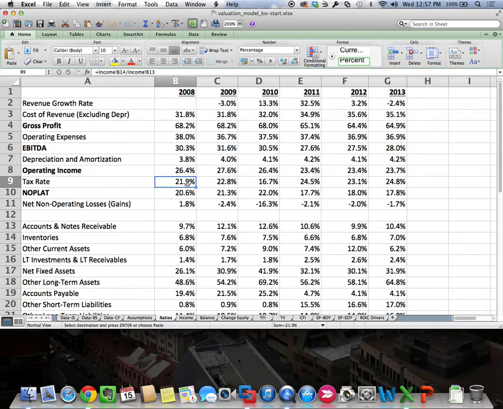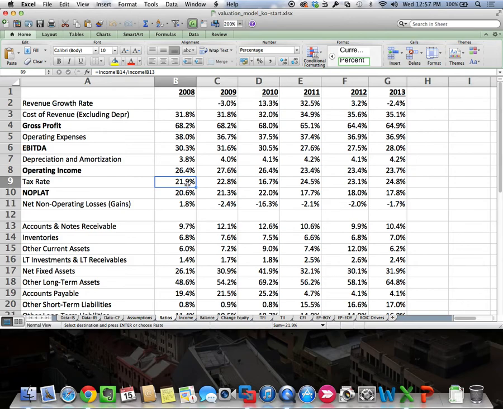It's too hard to do. So what we're going to do is, rather than forecast the statements, we're going to forecast the ratios. So basically the process is this. We start with historical ratios. That's what's on this tab, which comes from the income statement and the balance sheet. Historical income statements and balance sheets.